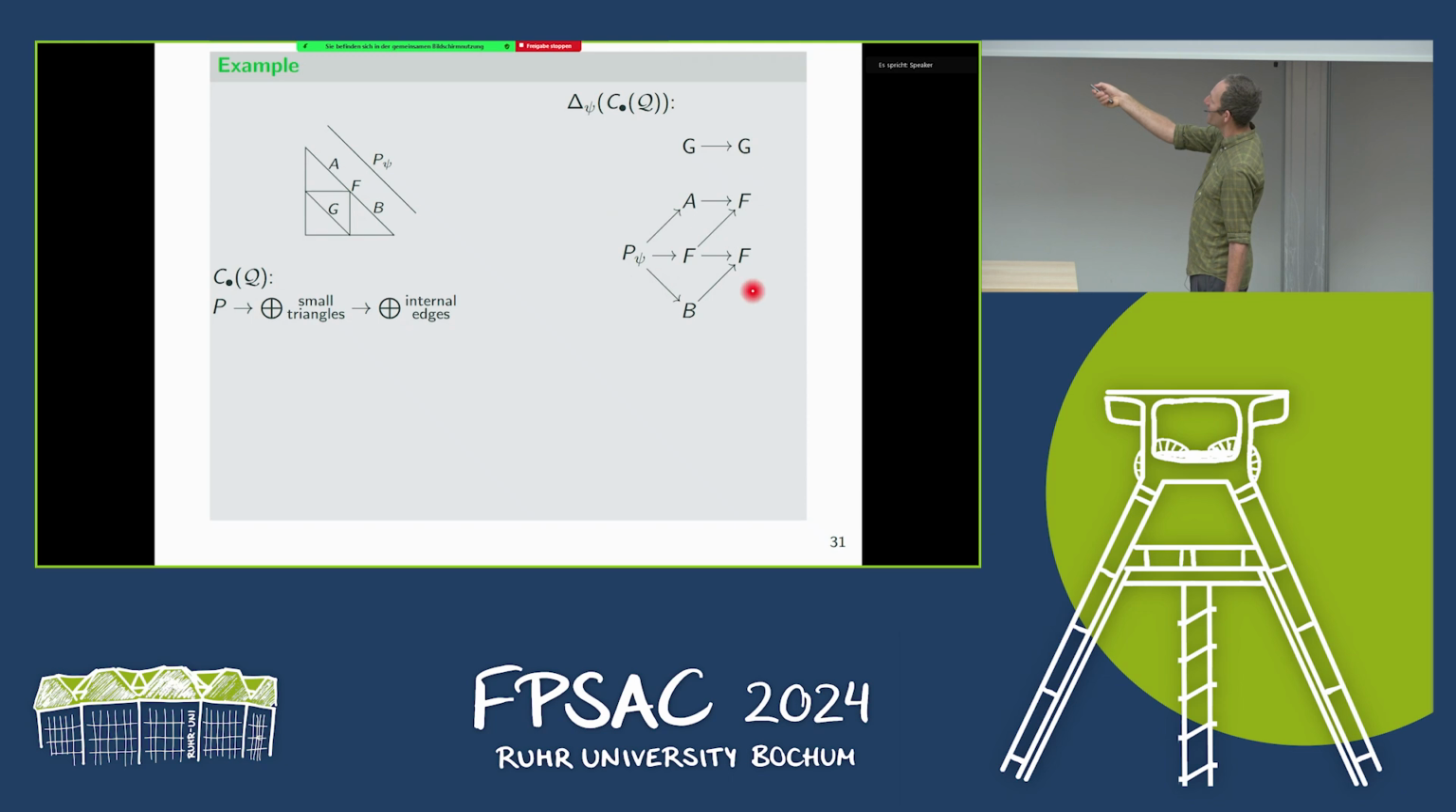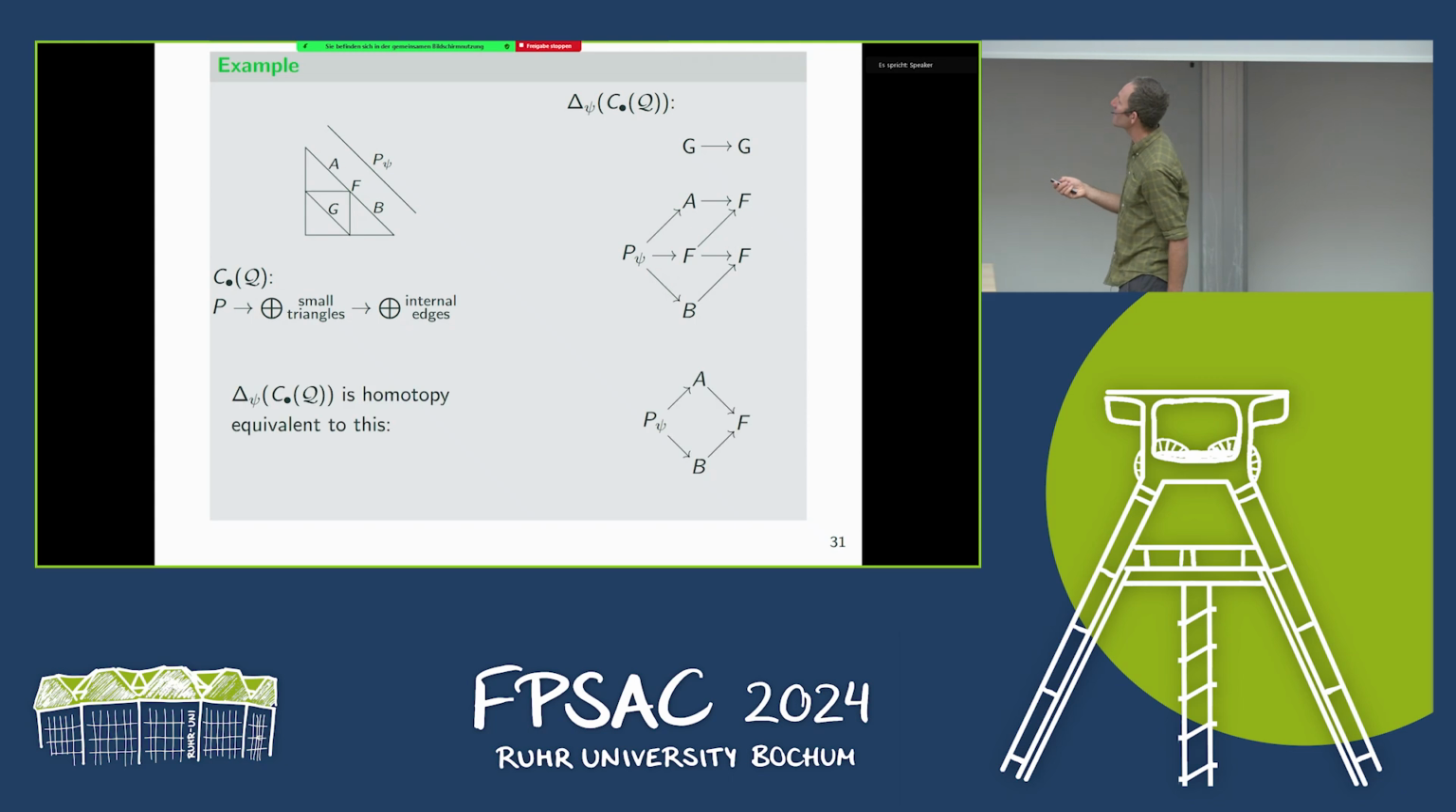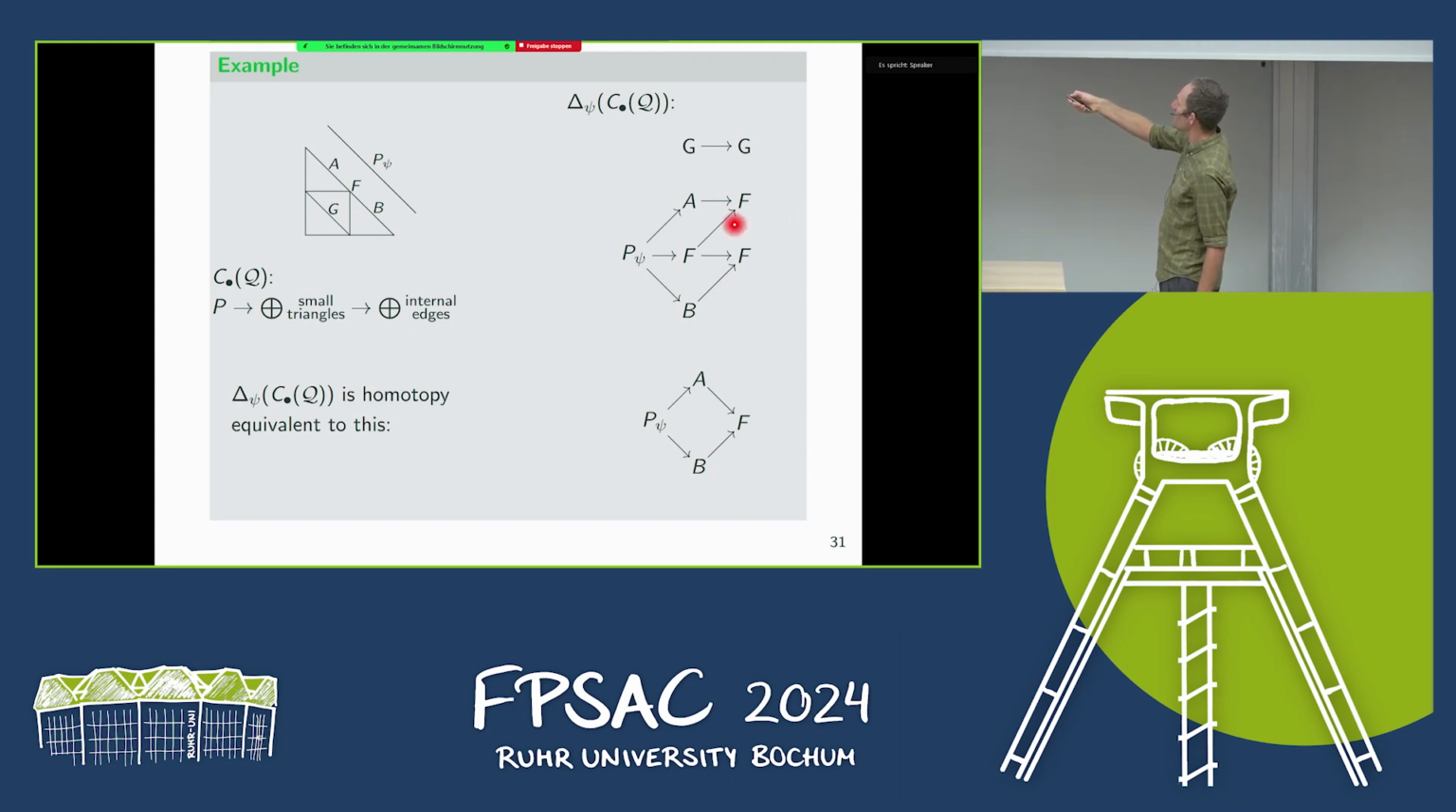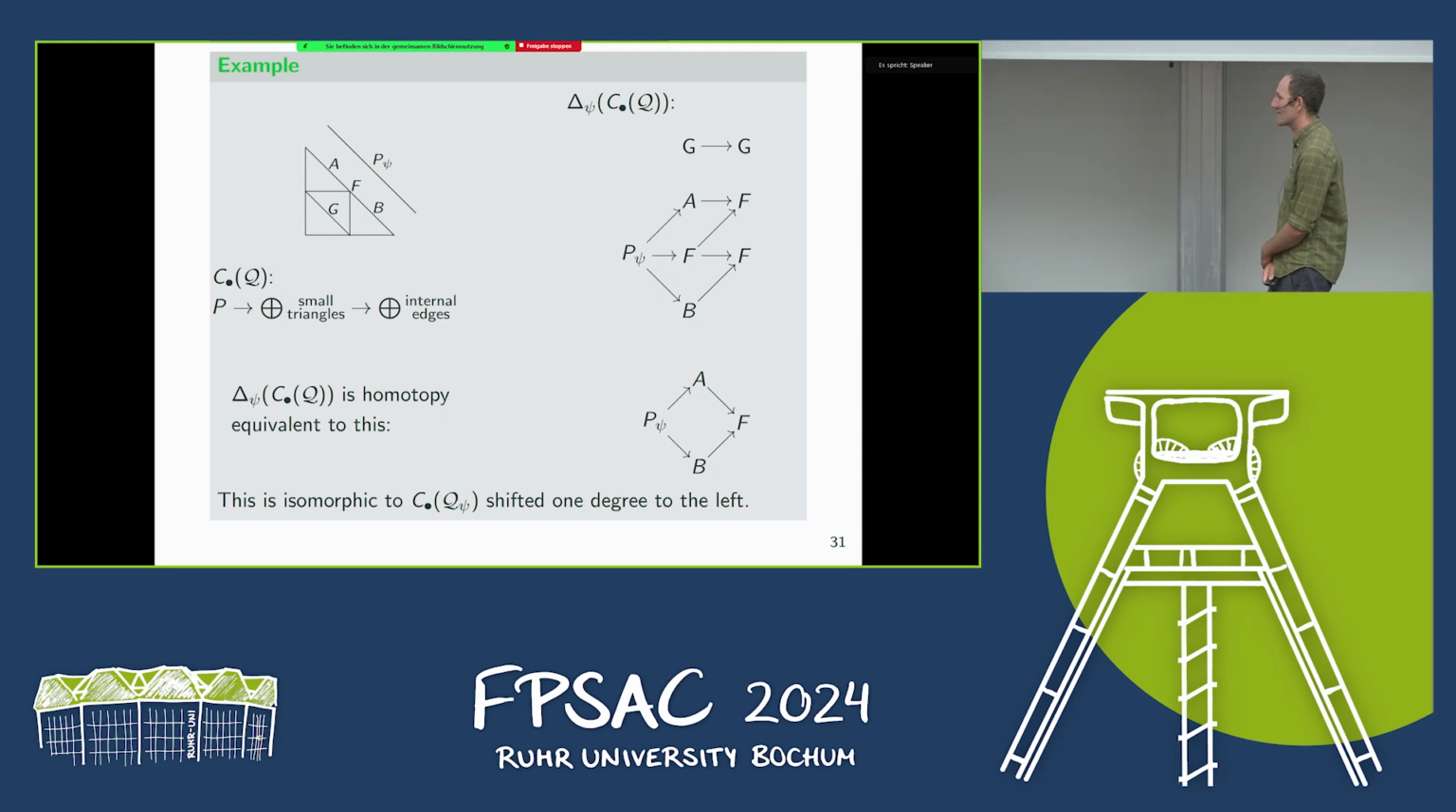But here's how the maps work. This thing from G to G sits by itself, and it's null homotopic. So up to homotopy, that part just goes away. And the rest, you can massage this complex. Up to homotopy, you can get rid of 2 of these copies of F. So up to homotopy, I get P psi going to A and B, which then go to F. And that is the complex associated with the decomposition of P psi. So this is isomorphic to the complex associated with P psi, but shifted 1 degree to the left.